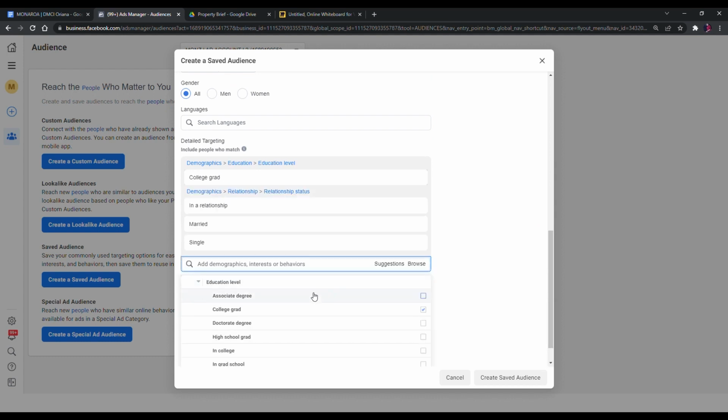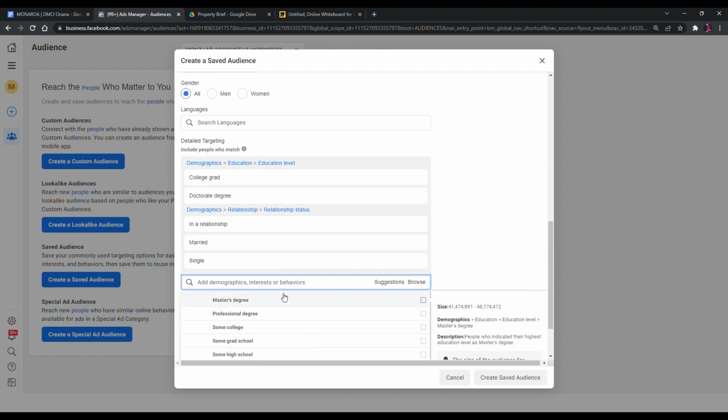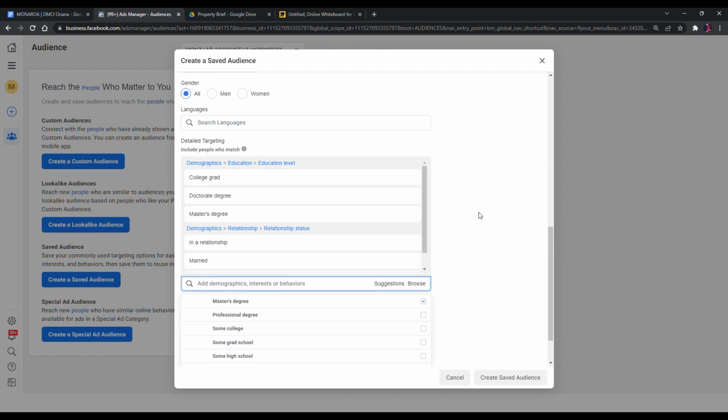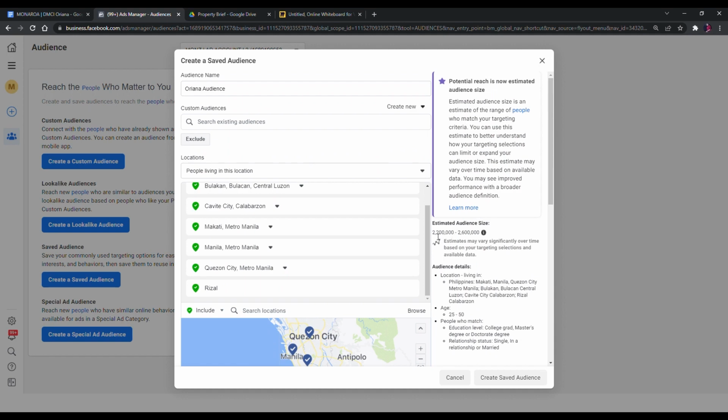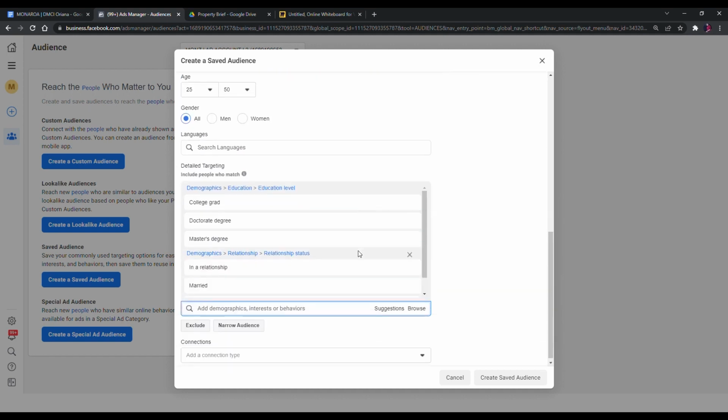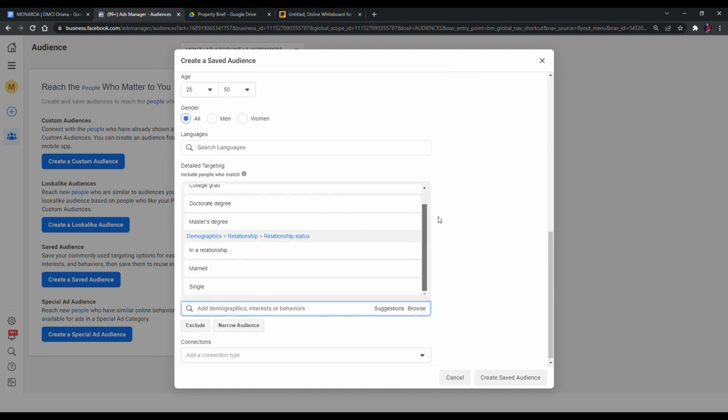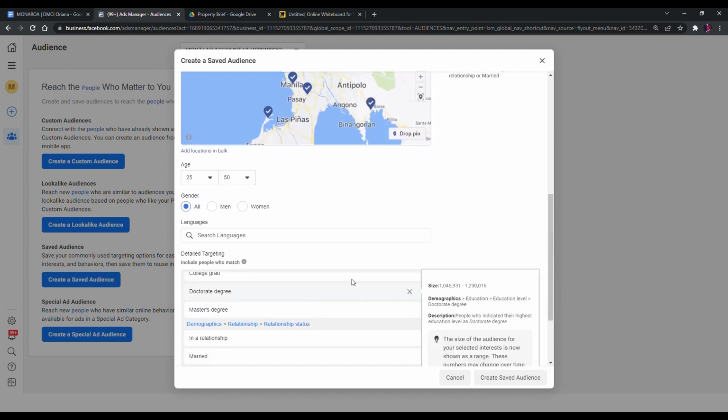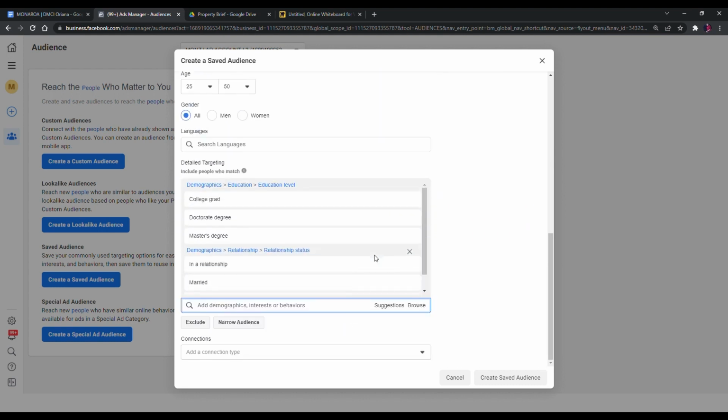So we have this, then we have this. Might as well throw this one in as well. Alright, so how many people do we have? We have 2.2 to 2.6. Alright, so that's the first level that we're going to do. So this is purely the demographic side right here.